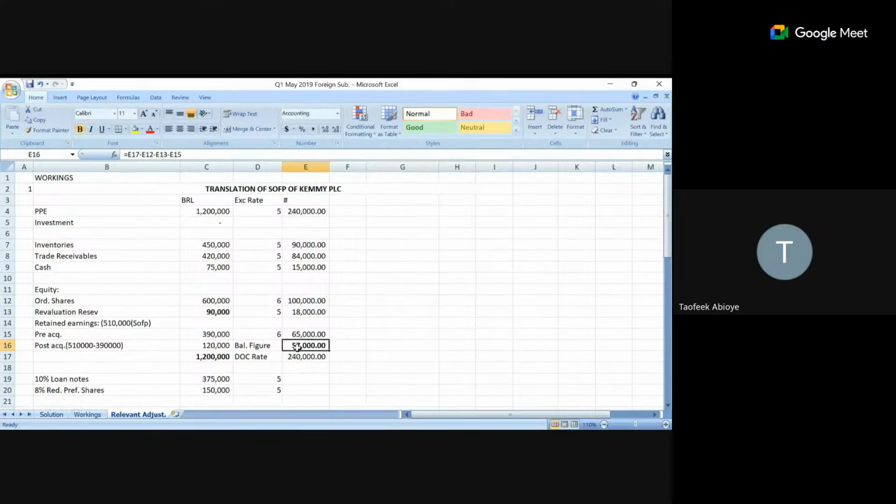This balancing figure, in all your questions that you are solving, you must determine this balancing figure. How? Very, very simple. Add all these together, we get our 1.2 million. You convert it back using the DOC rate. Why are we using the DOC rate? Because this figure is a post-acquisition equity. So you convert it back using the DOC rate, you get your 240,000. Then all this figure must be 240,000. So for you to get this figure, you just add all this together, then you deduct it from 240, you get your balancing figure. And that's how we get our balancing figure.